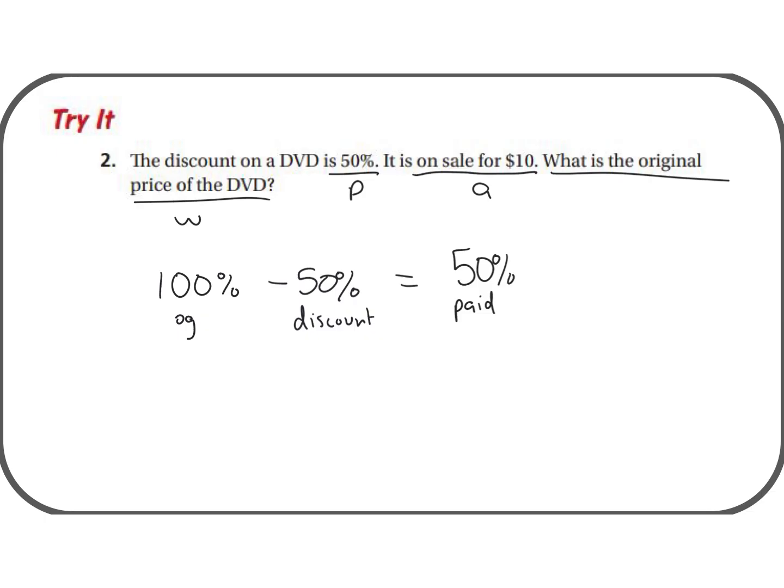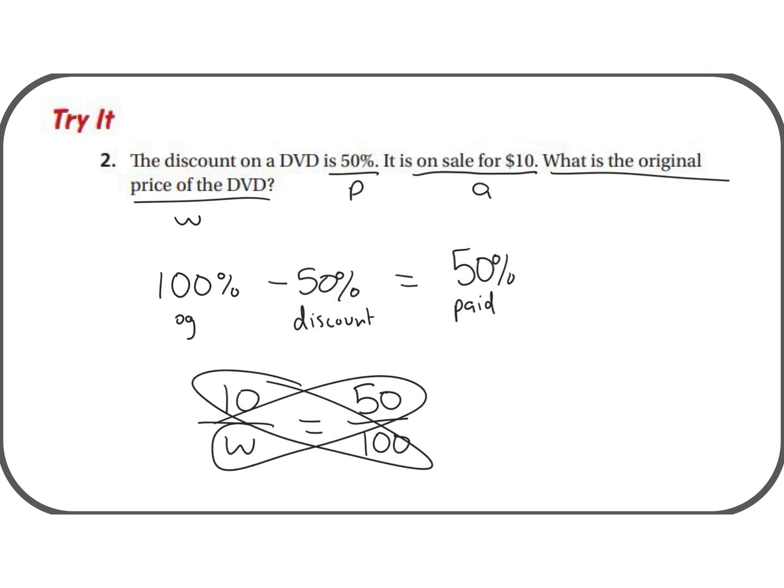So I know that A is 10. I don't know where I started, but I do know that I'm only paying 50% of the original price. This one works out to be pretty nice. You can go about this a whole bunch of different ways. Our failsafe is cross multiplying.